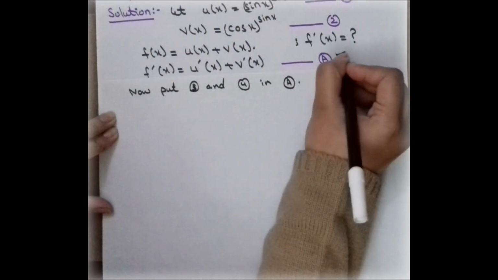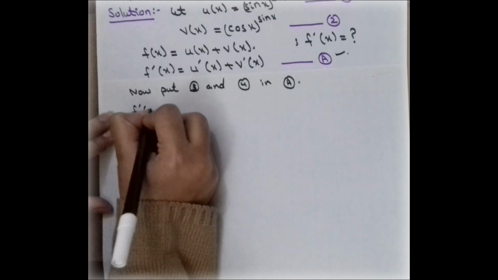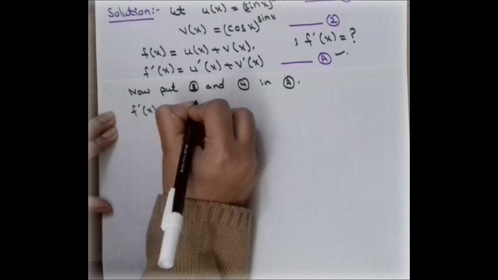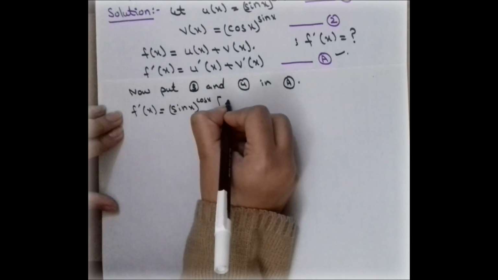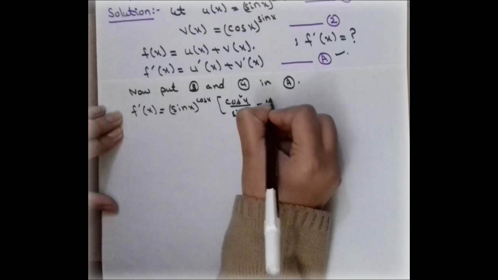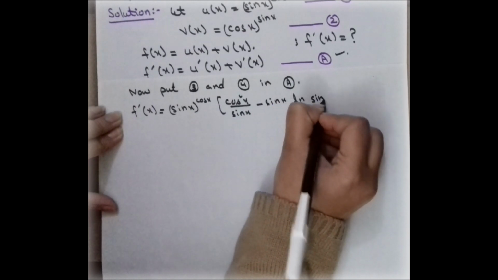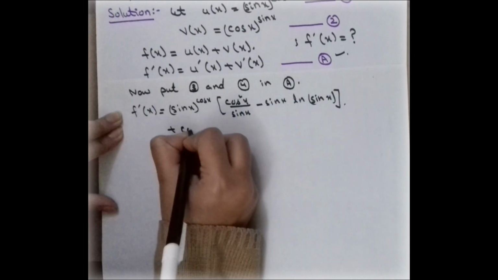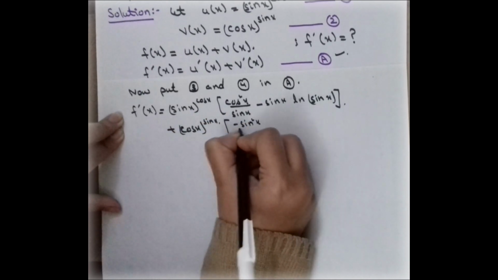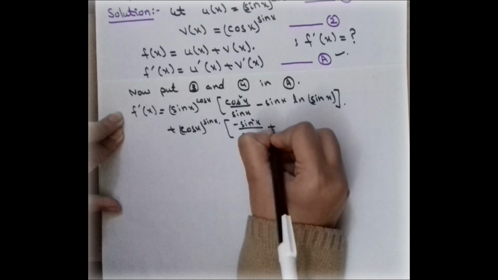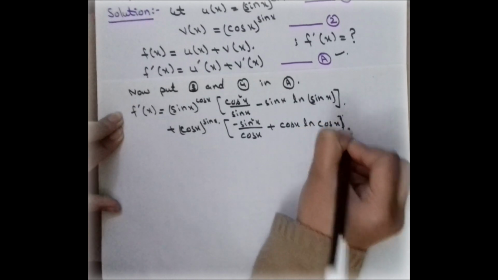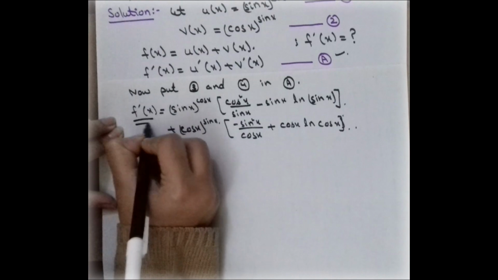Put the third and fourth equations in equation A. So f dash of x equals sin x power of cos x times cos square x divided by sin x minus sin x ln sin of x, plus cos x power of sin x times minus sin square x over cos x plus cos x ln cos x. This is the final answer of the derivative.